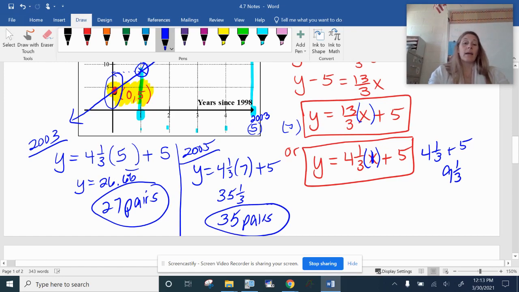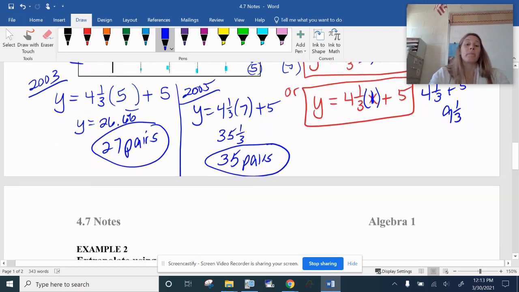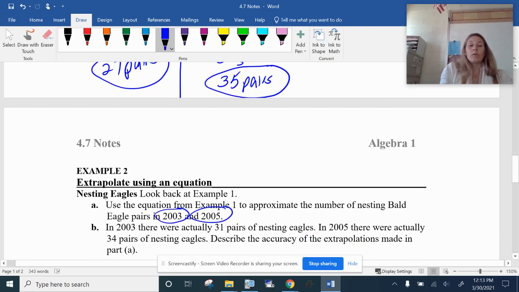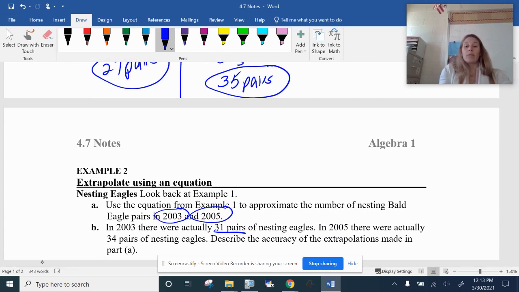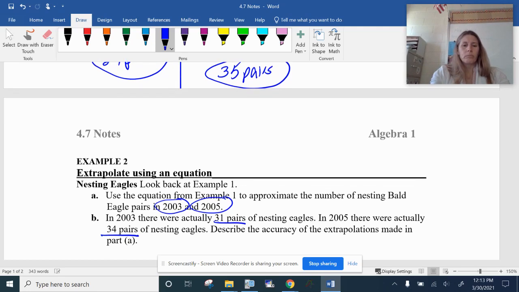Okay, so keeping that in mind, if you had a different equation, you may have 29 pairs or 40, or your numbers should be somewhat close to these, but they definitely can vary a little bit. The actual number in 2003 was 31 pairs. We had estimated 27, so not too bad. And in 2005, there were actually 34 pairs, and we estimated 35 based on our equation. So as you can see, the numbers weren't too far off. And yours may slightly vary if you use different points than I did.